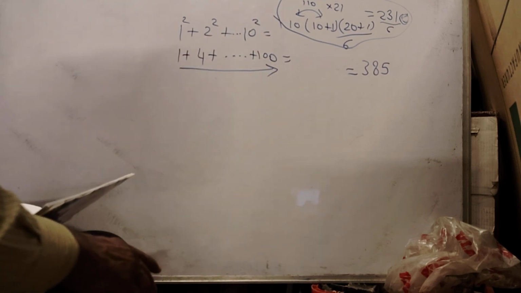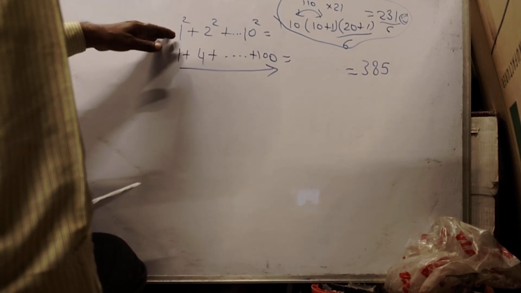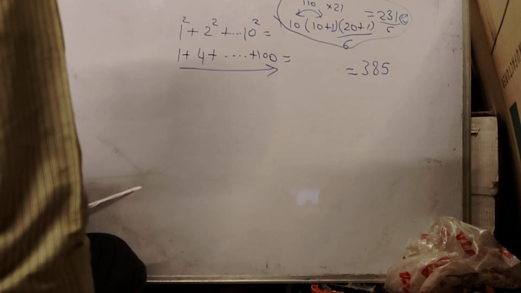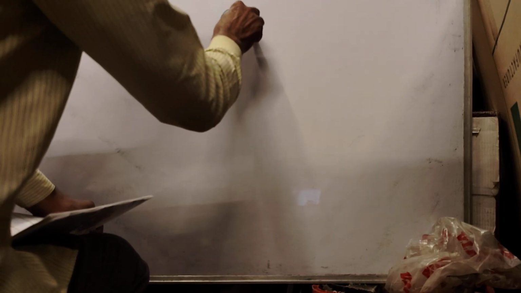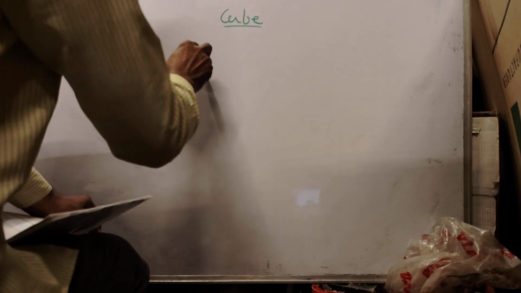So the square series formula we have to remember, as well as the natural numbers formula, as well as the cubes formula. And I told you the squares till 30 you have to learn. Okay, and cubes till 20, cubes till 20 you have to learn. So let us write 20 cubes.